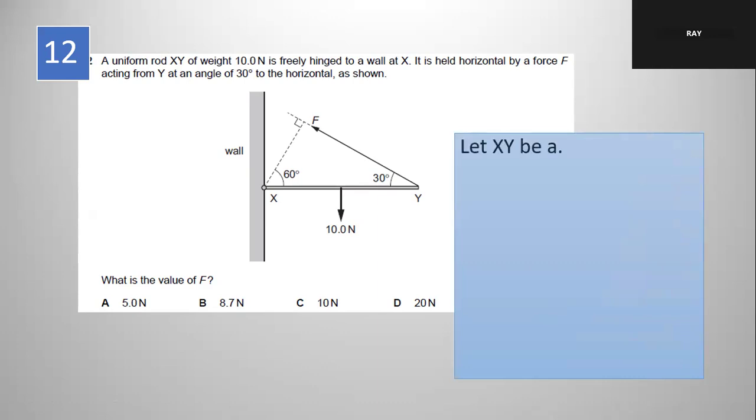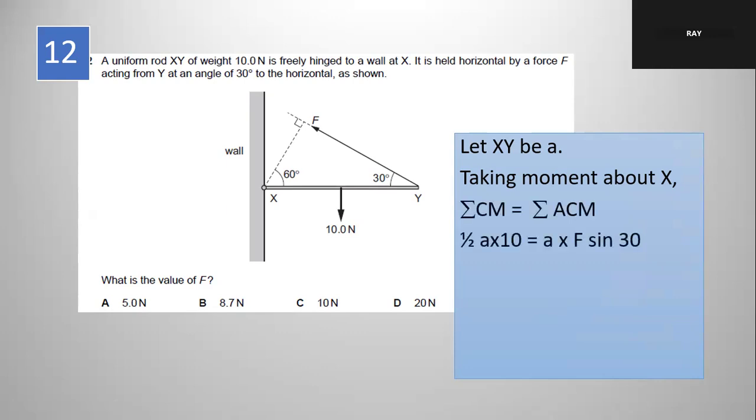Give me a moment. Taking moment about X, let XY be A. Taking moment about X is easier. That's the easiest way, taking moment about X. So clockwise moment equals anti-clockwise moment.